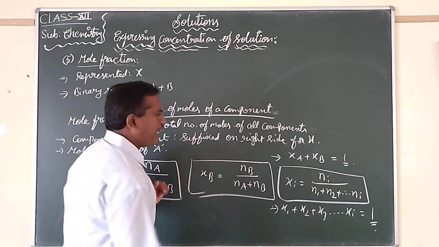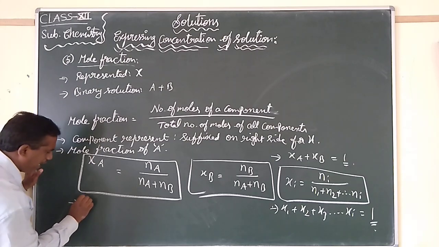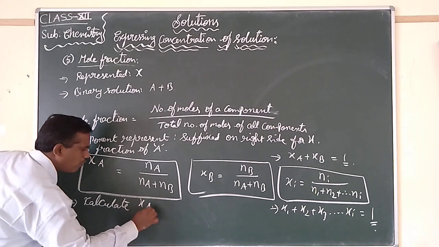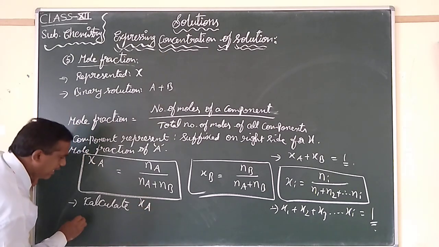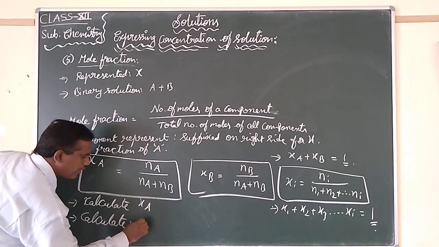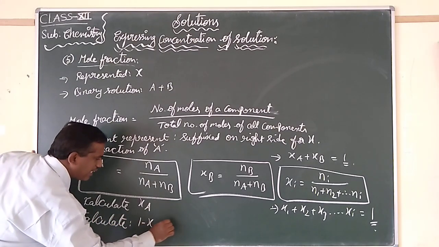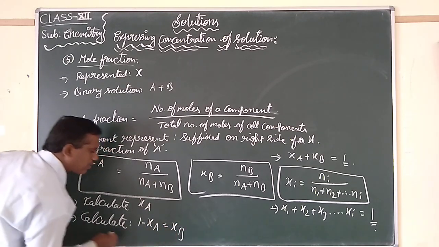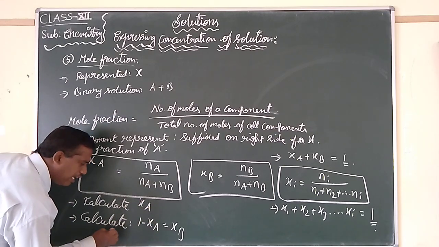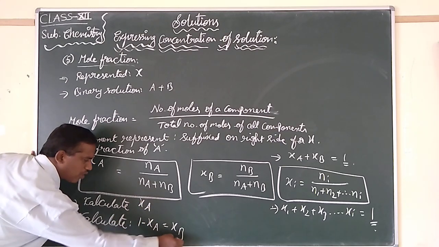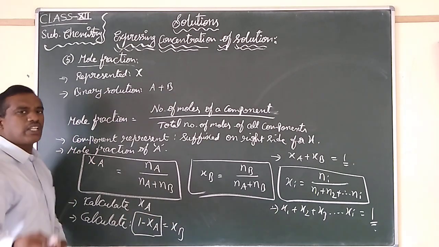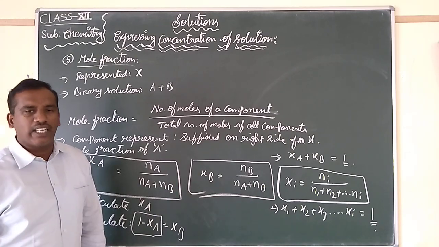For example, you had calculated the mole fraction of A. How is the mole fraction of A represented? Then how will you calculate the mole fraction of B? Shall we write 1 minus XA? Then we can get the mole fraction of B. So once we calculate the mole fraction XA, we can automatically get the mole fraction of B by taking 1 minus XA. By removing one component's mole fraction, we can get the other mole fraction.